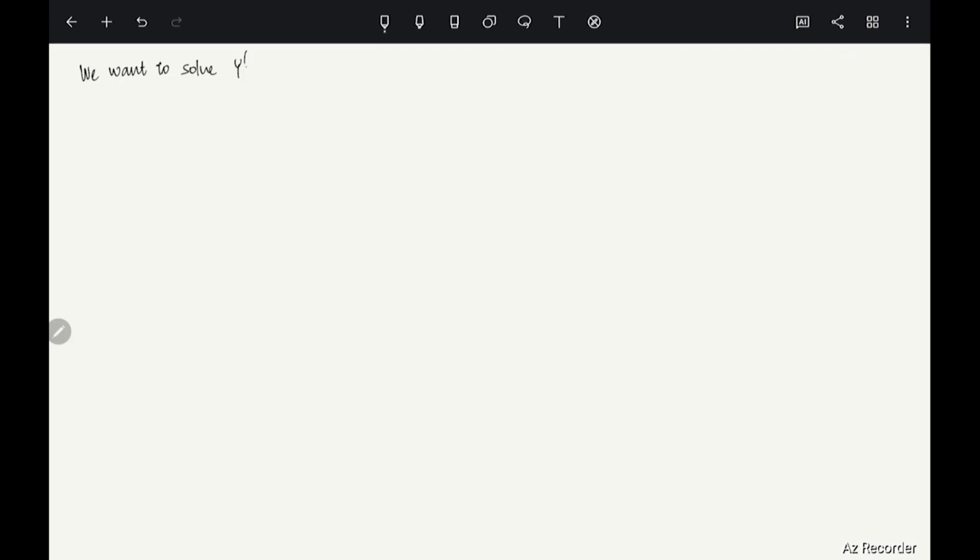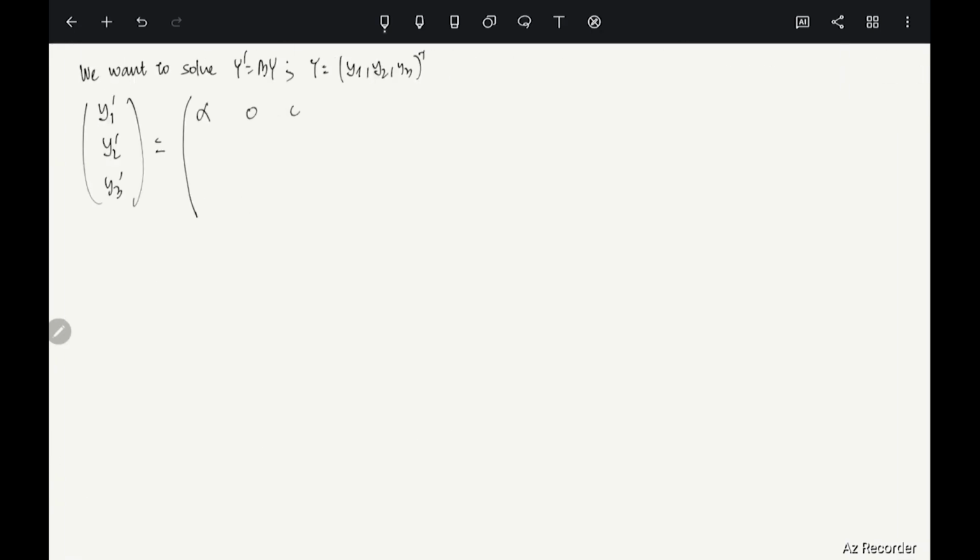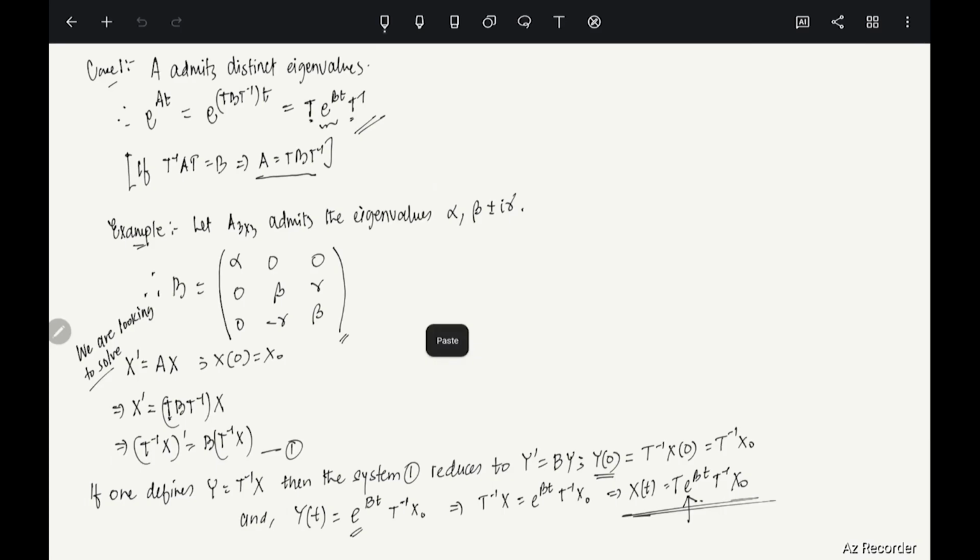Solve y prime equals Ay, right? So let's just call y to be y1, y2, y3, a 3 cross 3 system. So it means y1 prime, y2 prime, y3 prime is nothing but that matrix. What is the matrix? It is alpha 0 0, 0 beta gamma, 0 minus gamma beta, and then y1, y2, y3.